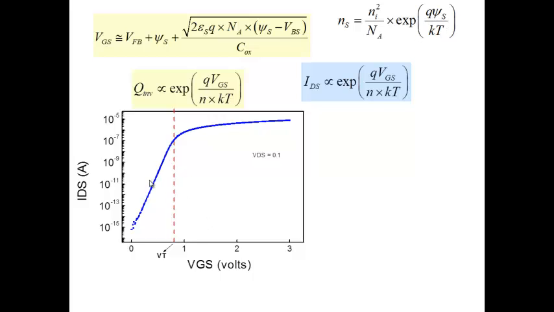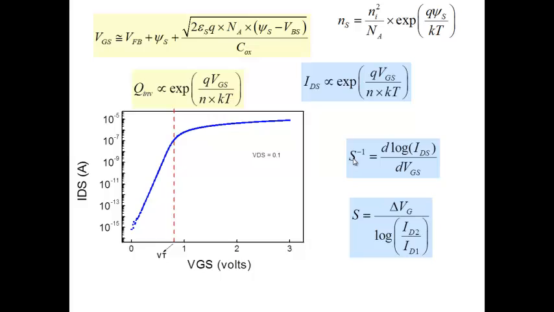All right, so let's look at the slope here. We define a slope d log ID by dVG, and we call this parameter S, this is 1 over S here. And this parameter S is what we call the subthreshold slope. It's the slope S in the subthreshold region, and we call it the subthreshold slope.